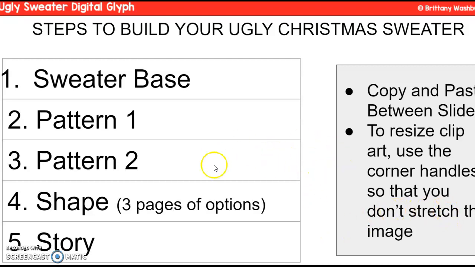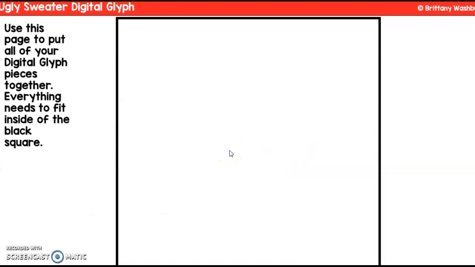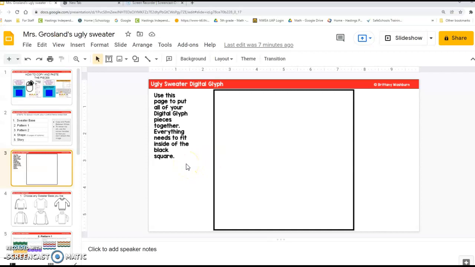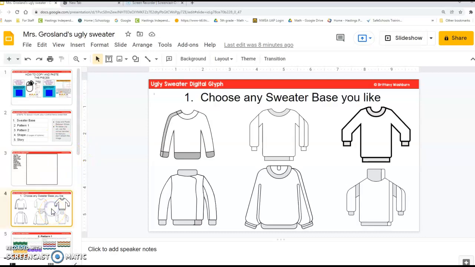So right now I'm in the present mode, and to change anything on my sweater, I have got to escape this. So press your escape key, and now everything's small. And now you can toggle between the different slides. So the first thing you've got to do is you've got to choose the ugly sweater base that you want to use. And I'm going to choose this one right here.